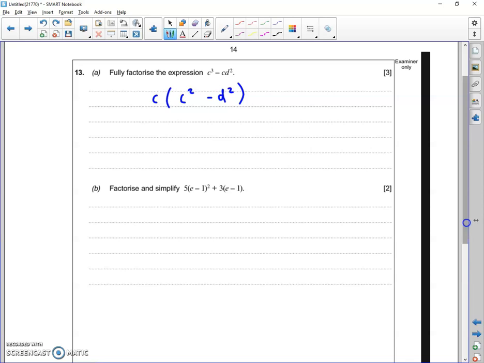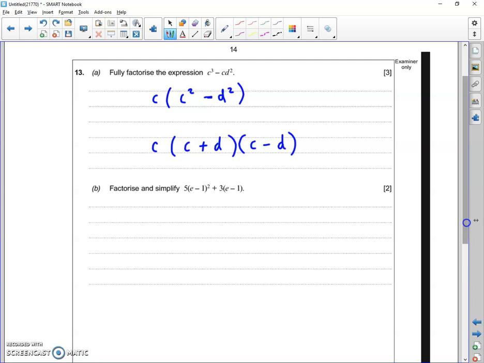You've got to spot there that in the brackets what you've been left with is a difference of 2 squares. Okay, something squared, take away something else squared. And the shortcut for factorising those then is you have 1 plus bracket and 1 minus bracket, and you just square root each term. So you get a c in both brackets and you get a d in both brackets.